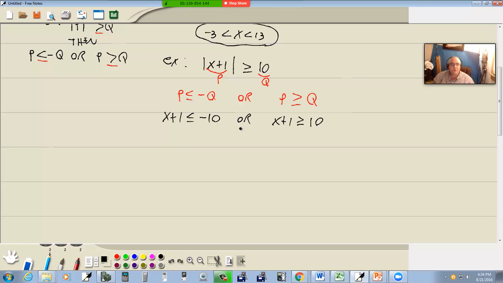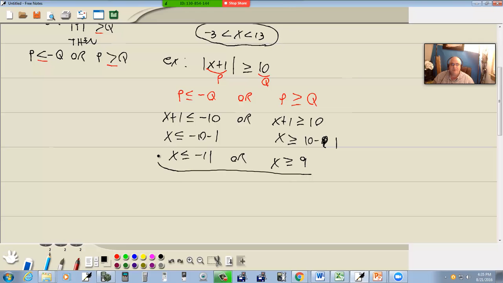And then we solve each one of these separately. So take the 1 over. We got x is less than or equal to negative 10 minus 1, or x is less than or equal to negative 11. Here, take the 1 over, and I got x is greater than or equal to 10 minus 1, or x is greater than or equal to, that should be a 9. And that would be our answer.